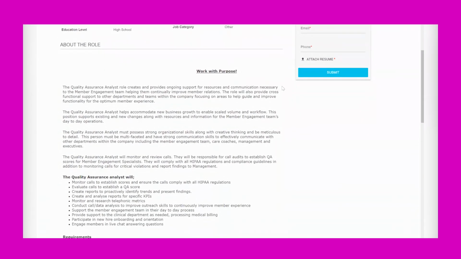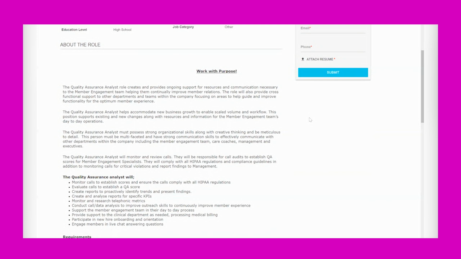So it says the quality assurance analyst role creates and provides ongoing support for resources and communication necessary to the member engagement team, helping them continually improve member relations. The role will also provide cross-functional support to other departments and teams within the company, focusing on areas to help guide and improve functionality for the optimum member experience. The quality assurance analyst helps accommodate new business growth to enable scaled volume and workflow. This position supports existing and new changes along with resources and information for the member engagement team's day-to-day operations.